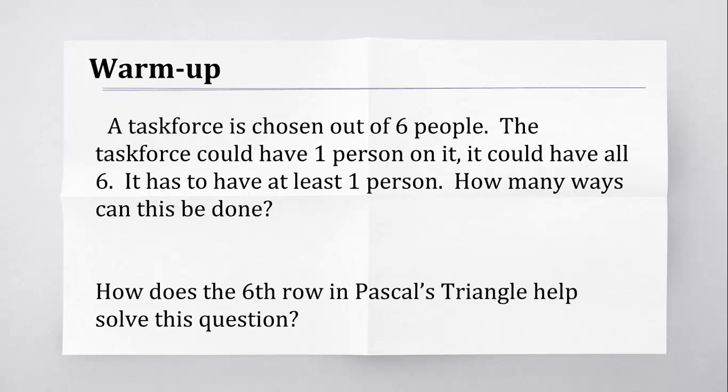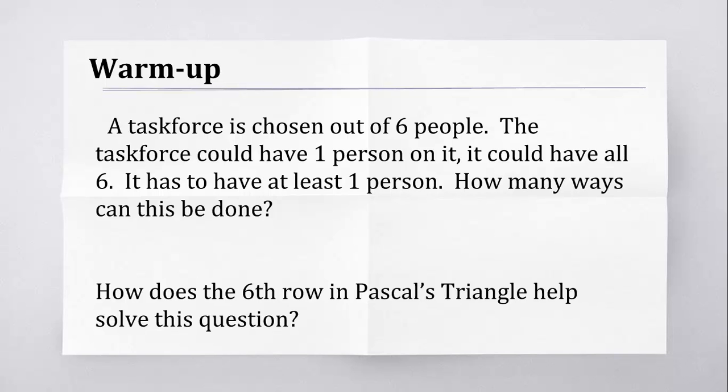And so we think about okay, we can take 1 person, and you can imagine how many ways there are to do that, but you can have all the way up to 6. And kind of a sub-question for that, and it's something we're going to talk about today, is how does the 6th row in Pascal's Triangle help to solve this question? So you can think about that.